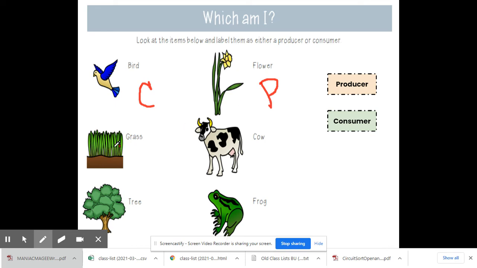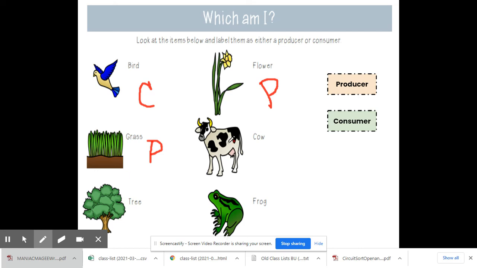How about grass? Producer or a consumer? So you are dragging. It is a producer. Again, green is an indication that it is a producer. So it makes its own food through photosynthesis.